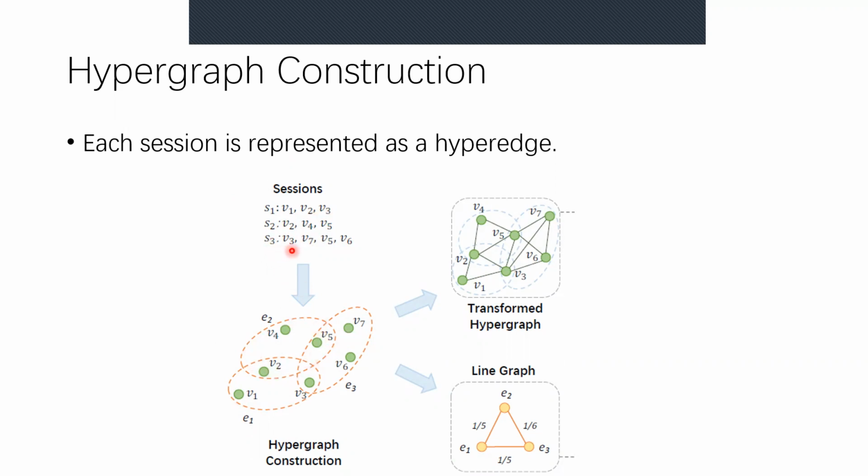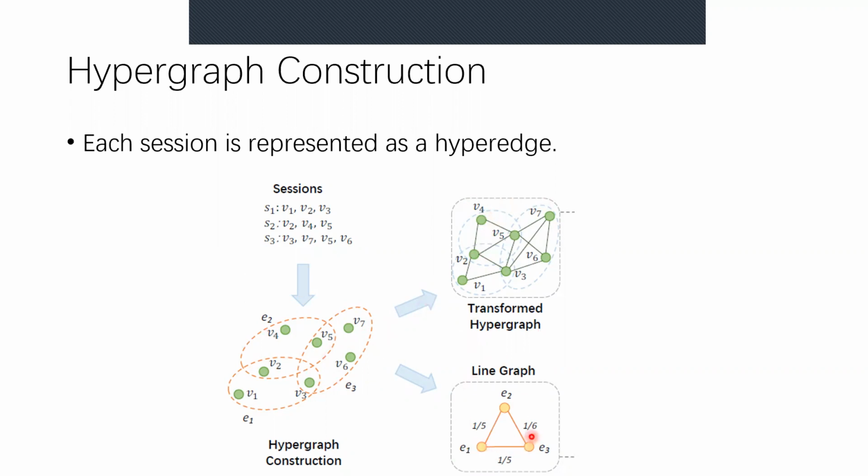And S3 contains 4 vertices, and it's this edge. So that's the hypergraph constructed by these 3 sessions. And you can actually connect, so each hyperedge can be represented by a complete graph. So it can actually be transformed in this way.